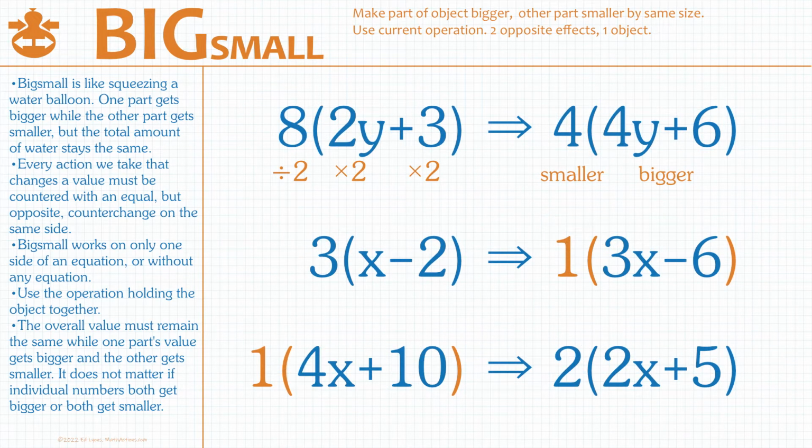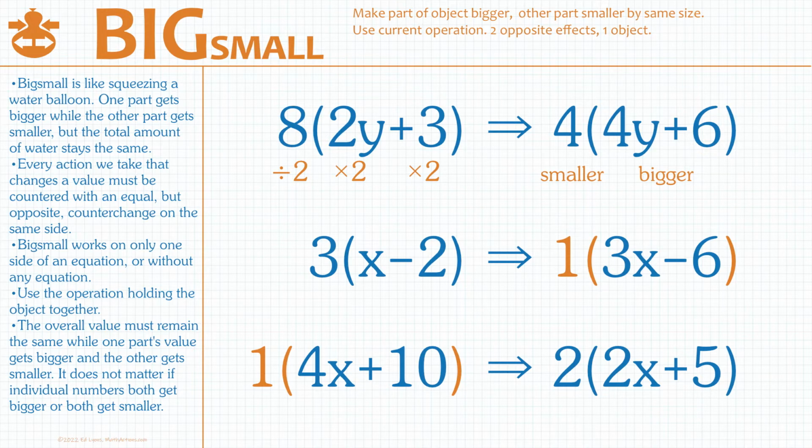Polynomials also get bigger smaller by looking at the inside versus outside. The 8 on the outside gets twice as small to 4, so the inside and everything in it gets twice as big. Do the multiplying and you will see the overall value of 16y plus 24 never changed.